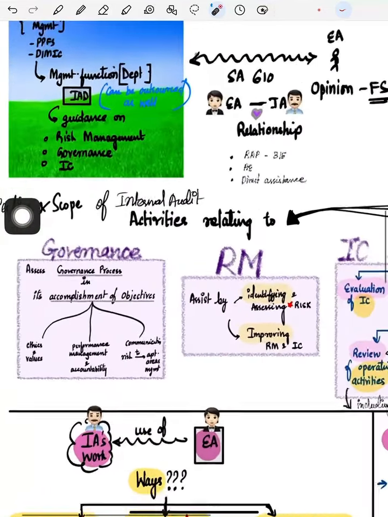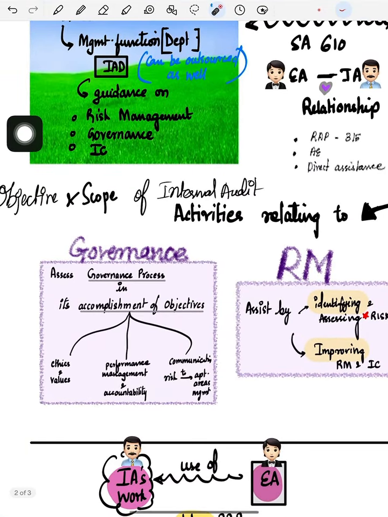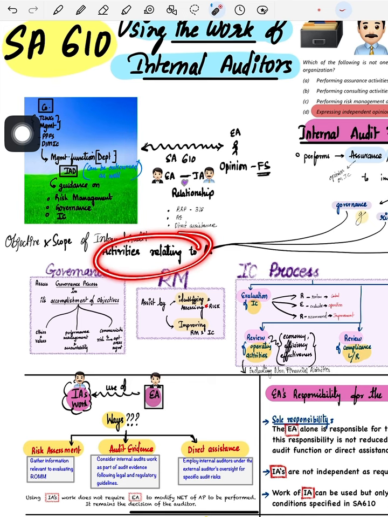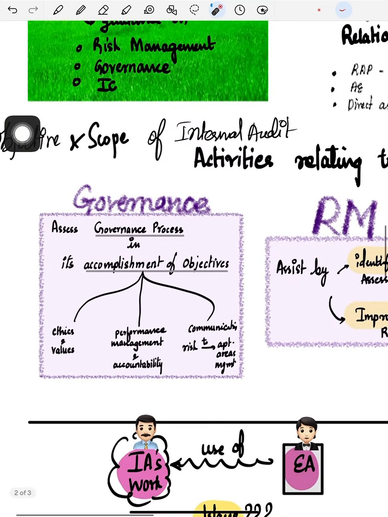Next, let us understand the objective and scope of internal audit. Objective and scope of internal audit also deals with three main functions, that is governance, risk management and internal control process. The activities relating to these are our objective and scope of internal audit. First and foremost, governance. The internal auditor will assess the governance process in its accomplishment of objectives. Basically, the management needs to govern the entity's functions properly. The internal auditor will assess whether the governance process that you have designed is able to accomplish its objectives or not.